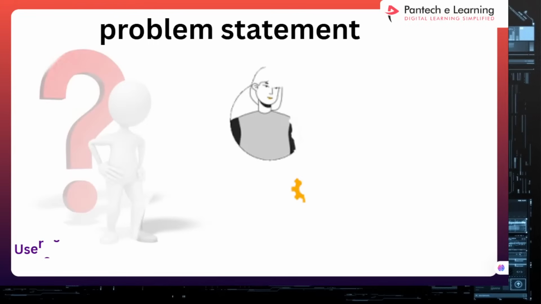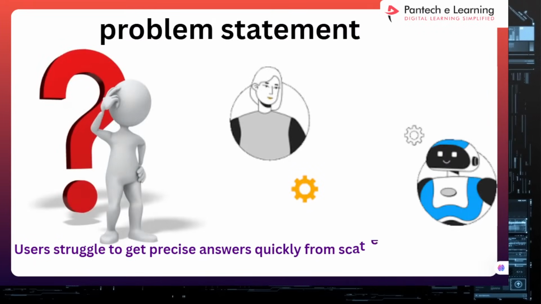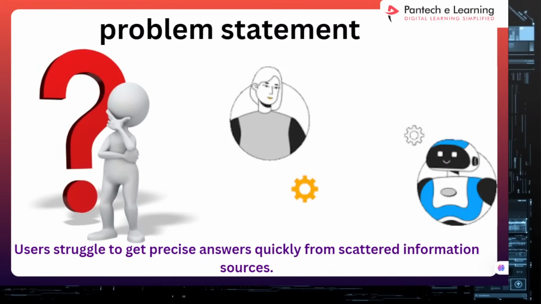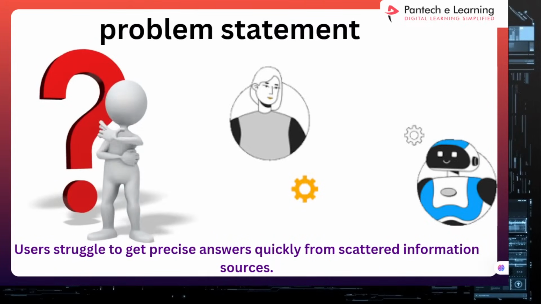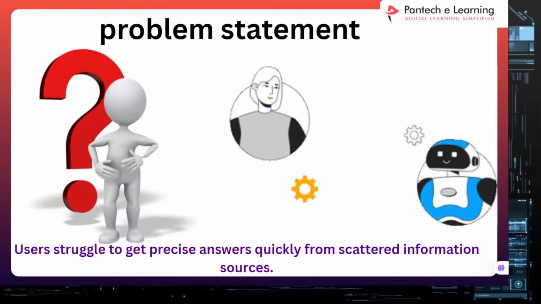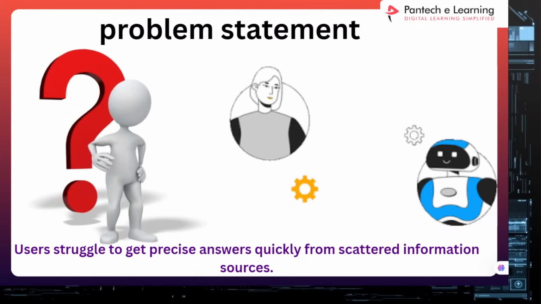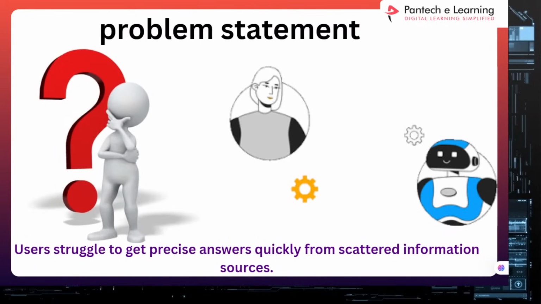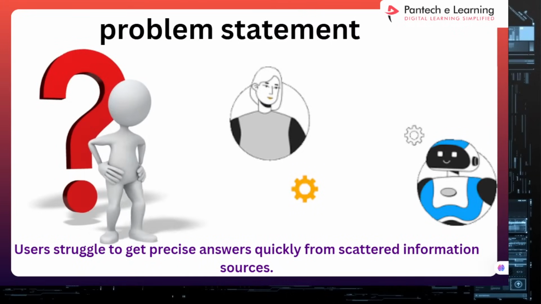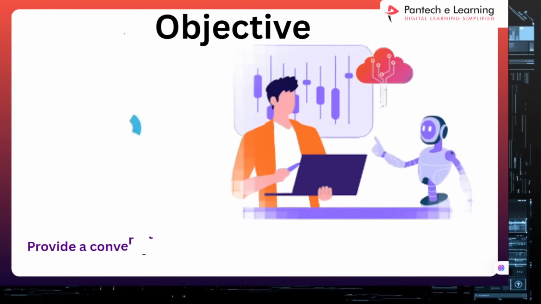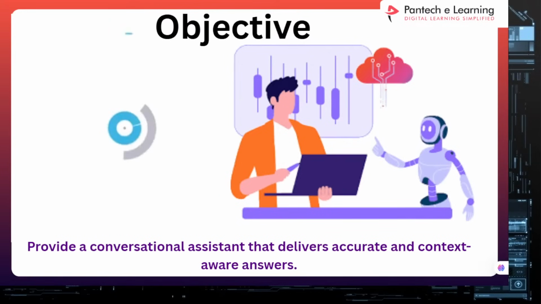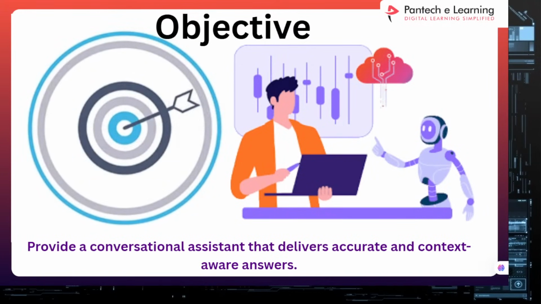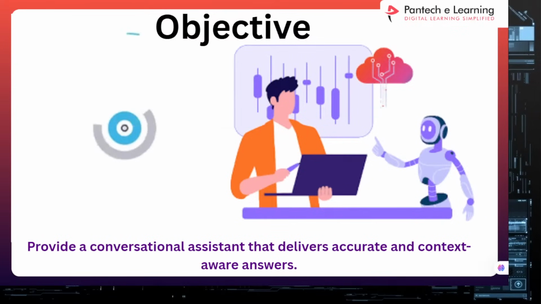But why did you take this one? Definitely we have to know exactly what the problem statement is. Here my problem statement is that the users and customers are struggling to find particular information. If they need quick answers, it is not possible. They are getting problems from the available sources we have. So we have to reduce those problems, because of our main objective. What is our main objective? The main objective of our requirement is to provide a conversational assistant that delivers accurate and context-aware answers.